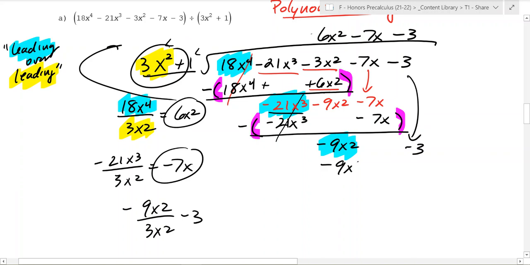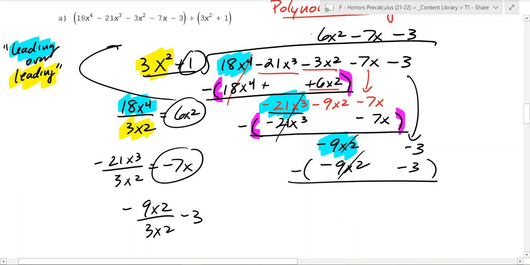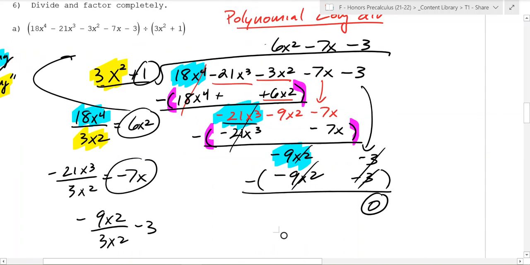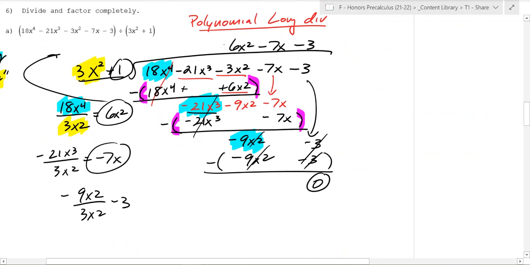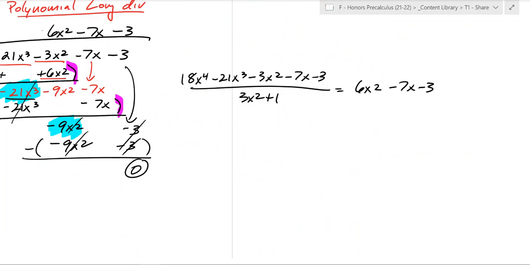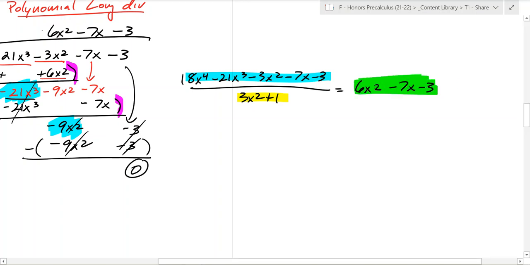So you have negative 9x squared, and then negative 3 times this 1 is negative 3. You subtract, oh, and look, this cancels and this cancels, 0. When you divide and get 0 as a remainder, that means it divides evenly. So what this now tells you is that the big polynomial divided by the smaller polynomial is 6x squared minus 7x minus 3. This is polynomial long division. It'll take practice. You do it carefully.